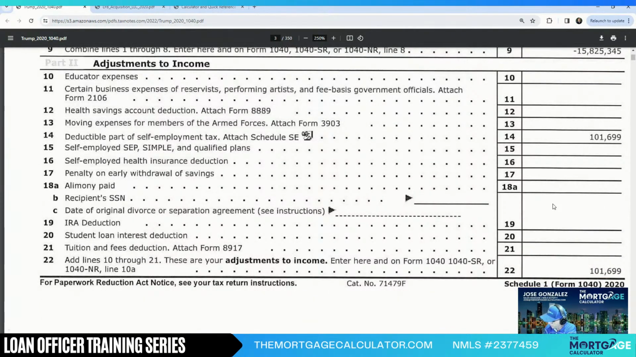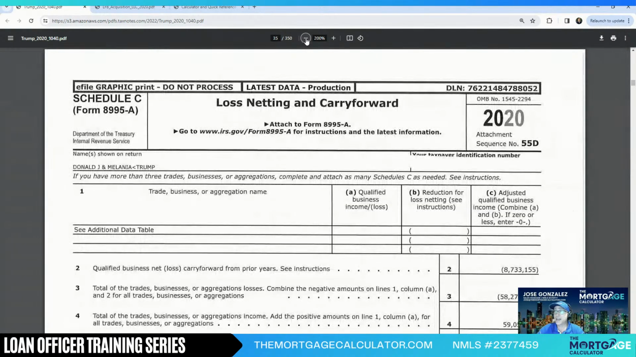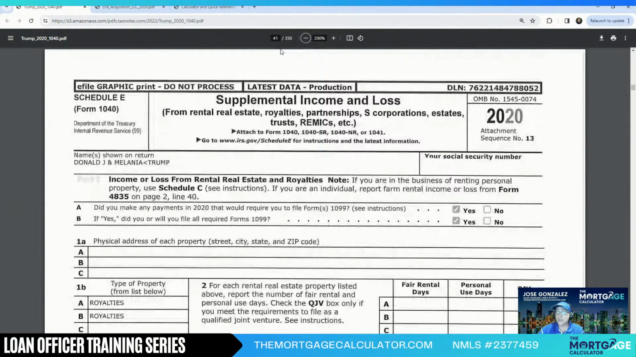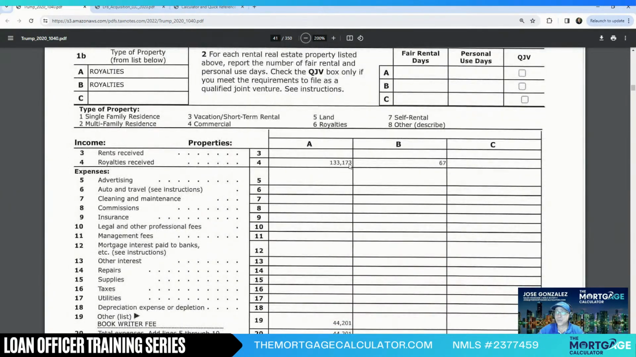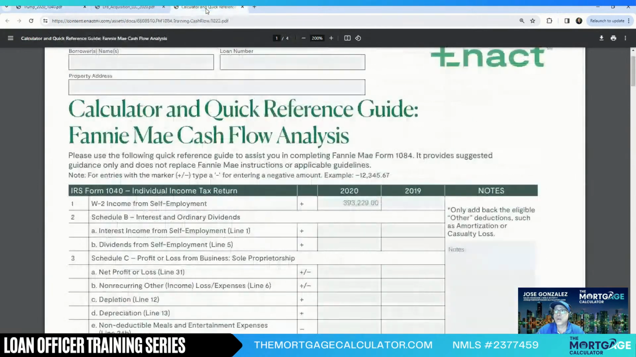Now let me go to another of my pages here. Okay, page 35. And then I'm going to go to the return, the calculator, so you can see. Now, see, net loss netting and carry forward, right? So we got a lot of stuff going on here in the millions. And then here, this is the royalties page. 133,173 in royalties, $44,201 in expenses on the royalties. Right? So now we go to our calculator, right?